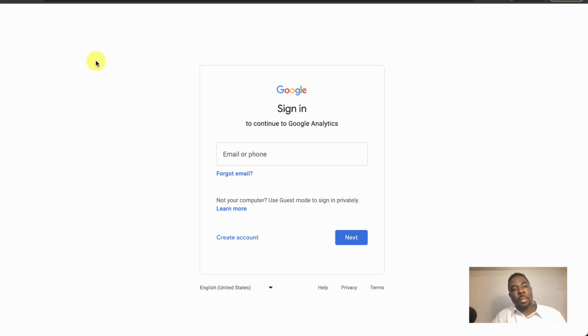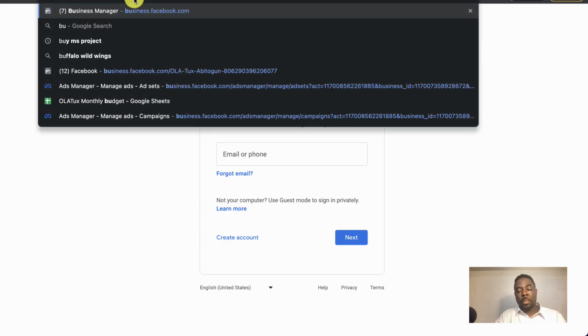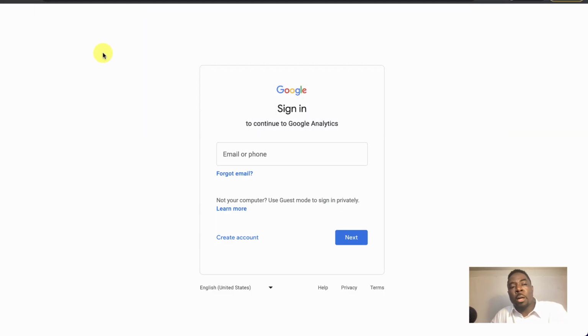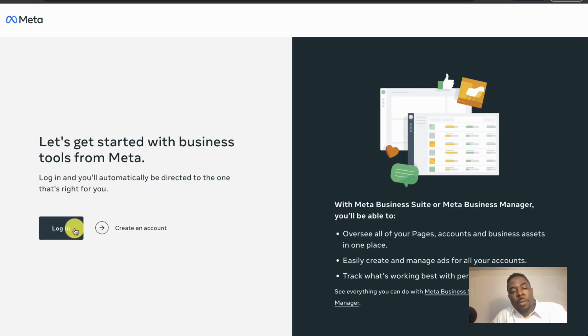Facebook ads. You want to go to business.facebook.com and log in here and explore it. If you don't have a Facebook account yet, just create one with the same email address. Keep everything the same, so it's easier for you to remember. In addition to that, write them down somewhere.